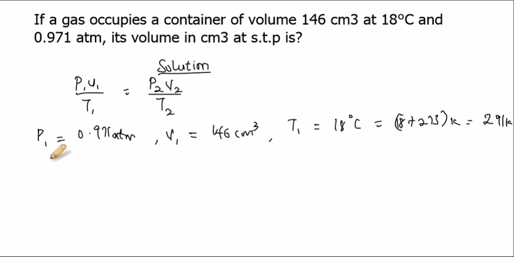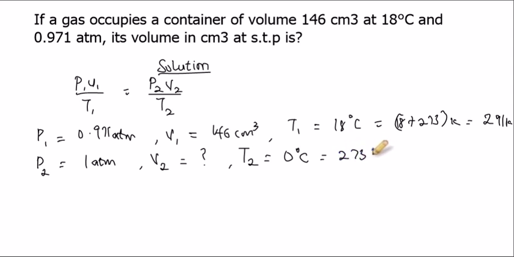Now for the final values, we have to understand that the volume is to be determined at standard temperature and pressure, that is s.t.p. At s.t.p, the final pressure of the gas, P2, is 1 atmosphere. Then the volume V2 is unknown. For the final temperature at s.t.p, the temperature is 0 degrees Celsius, which is equivalent to 273 in the unit Kelvin. How do I get to 273? I added 273 to the value when converting from Celsius to Kelvin.